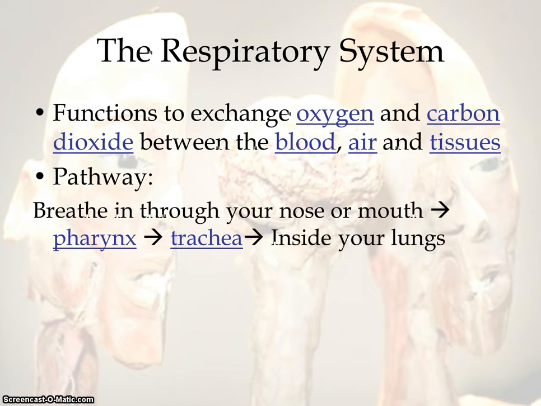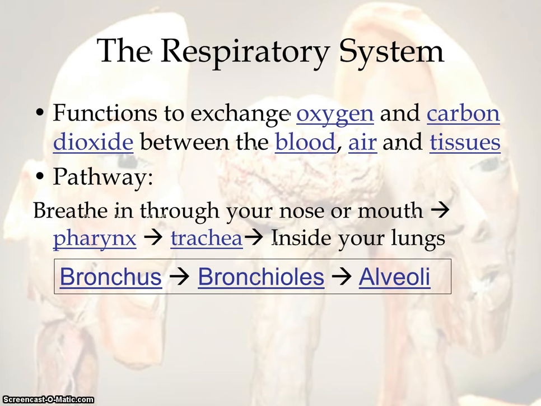So the pathway that we breathe in through our mouth or our nose, the air is going to pass through the pharynx first, then the trachea, before it makes it inside our lungs. Once it gets actually to our lungs, to the lung organ, then it's going to pass through the bronchus or the bronchi tubes, then it'll pass through the bronchial tubes, before it makes it to the alveoli.